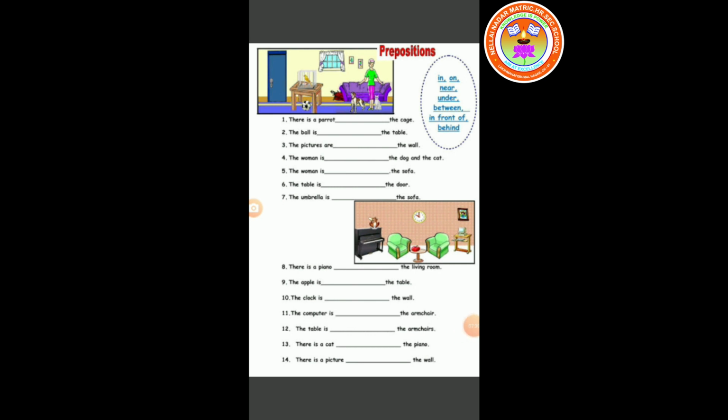Okay, students, I hope you have understood the class. Here I have given one exercise for your understanding. So please fill in the blanks with the correct prepositions using the options given in it.